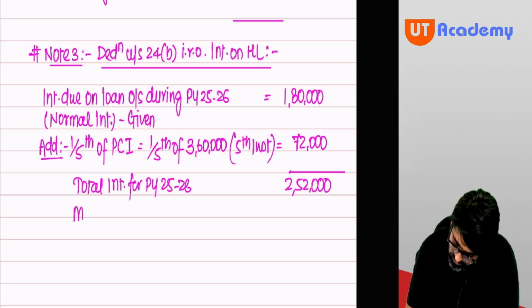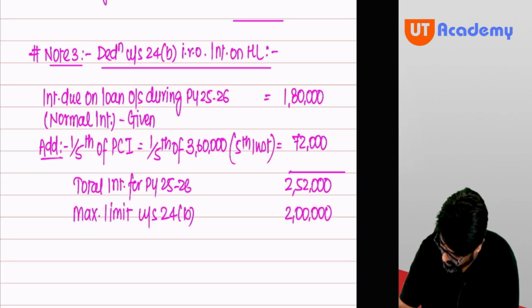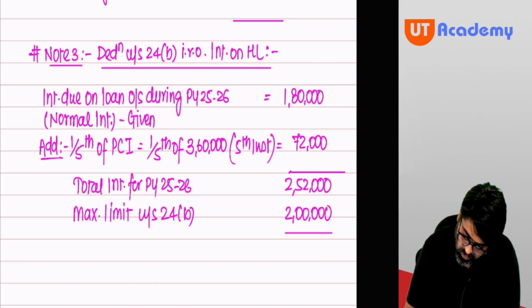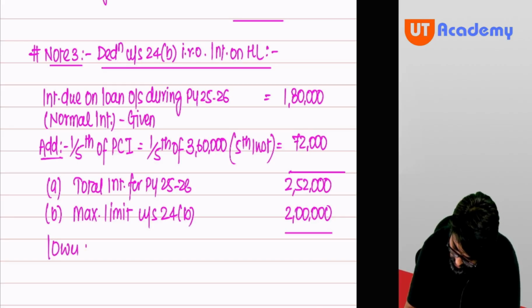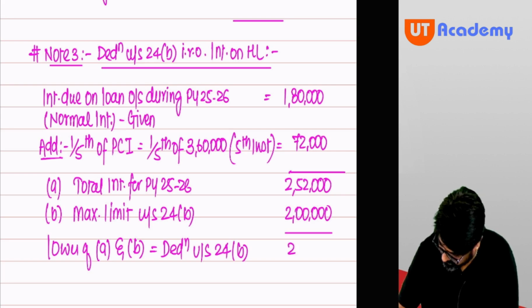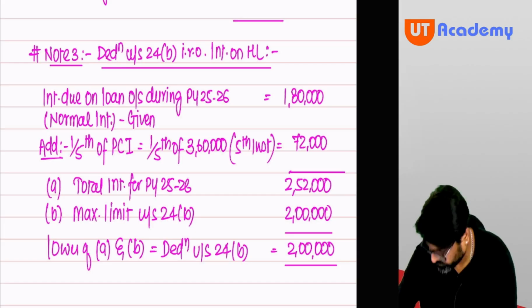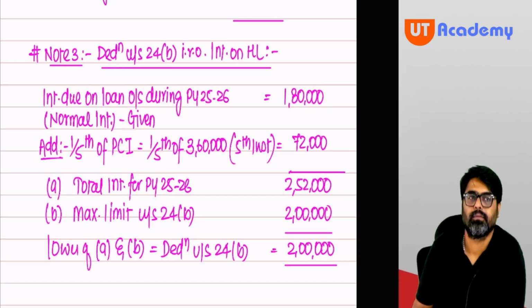So what will be the maximum limit? The maximum limit under section 24 clause B will be 2 lakhs. This or this, whichever is lower. This is A, this is B. So you will say lower of A and B is equal to reduction under section 24 clause B. That is 2 lakhs. Yes or no? Now wait, wait.